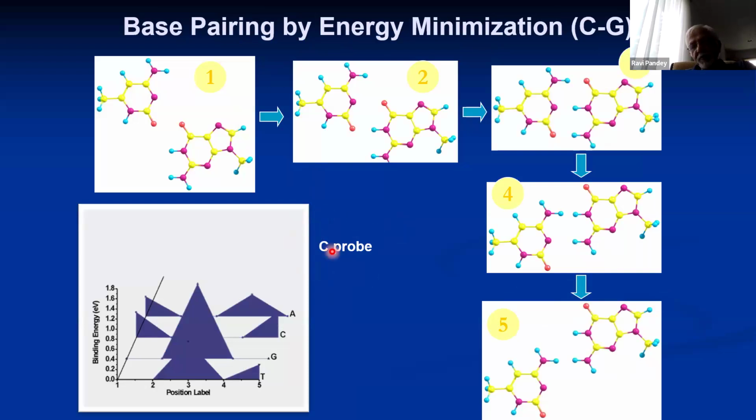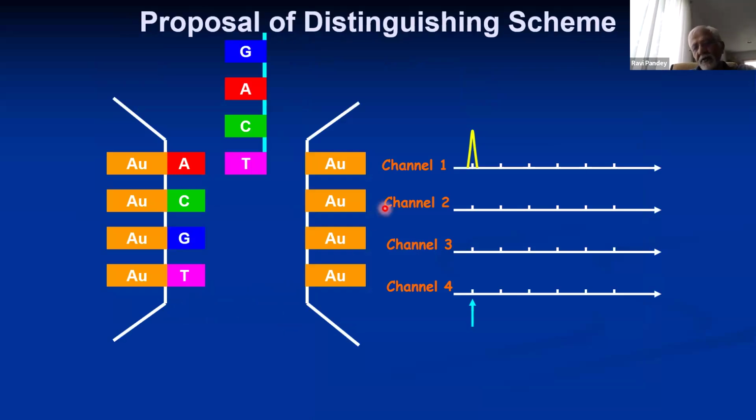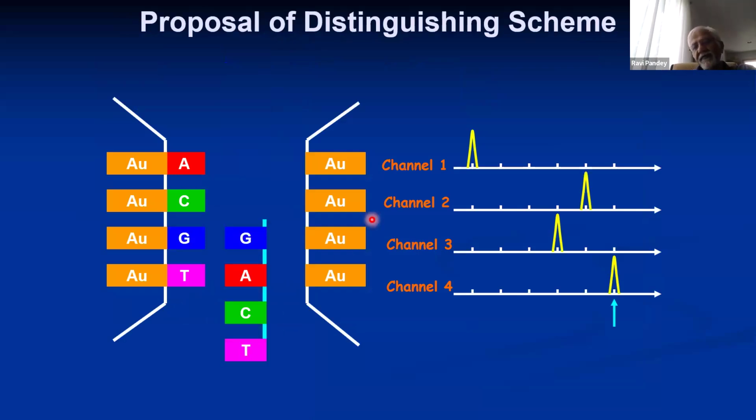Here we have the C probe. And you can see the C probe is going to interact with a higher affinity with the guanine, which is coming through the channel. So we have used all the four probes, and depending on it, the interaction comes out, giving signal in different channels.